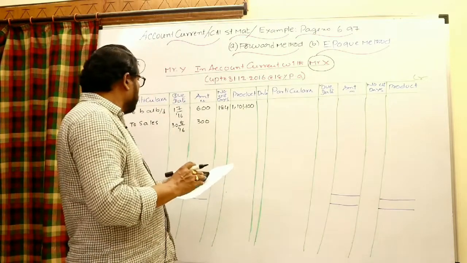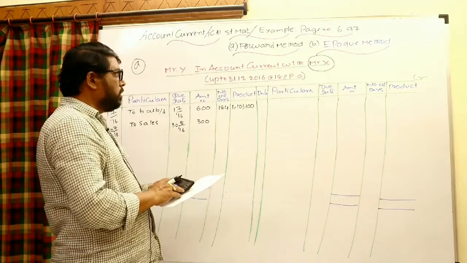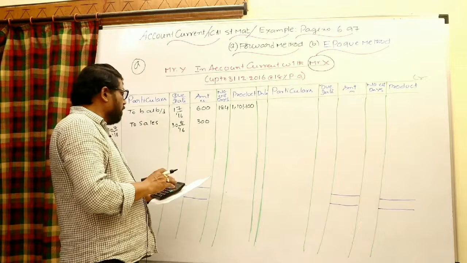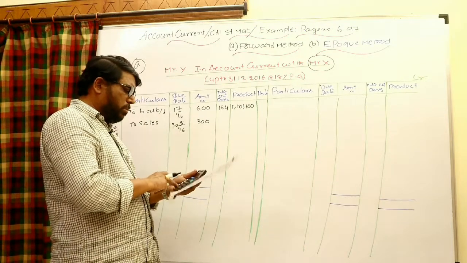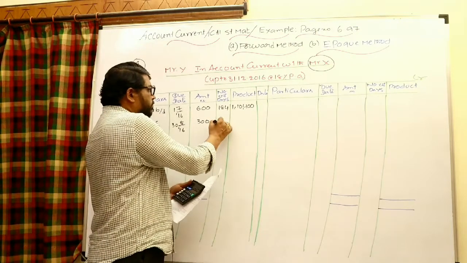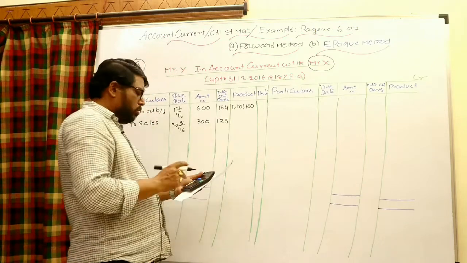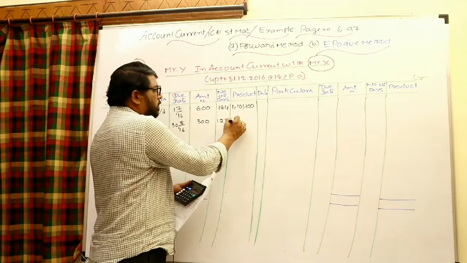Okay. So let us calculate from 3 August 2016 to 31st December 2016. I think in August some days are remaining. September 30, October 31, November 30, December 31. Look at the number of days, 123. 123 into 300, get the product 36,900.